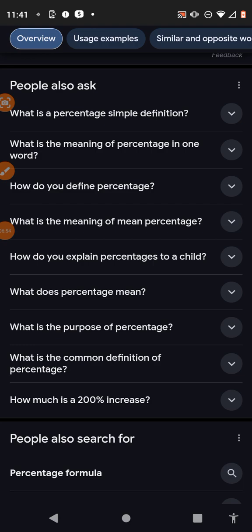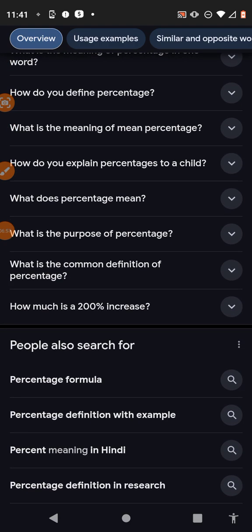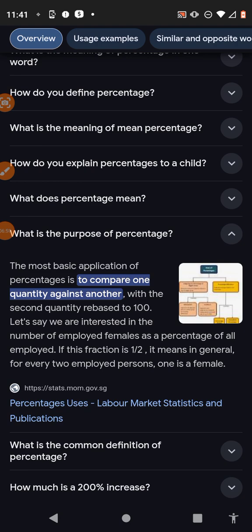The basic application of percentages is to compare one quantity against another, with the second quantity rebased to 100. Let's say we are interested in the number of female employees as a percentage of all employed. This is a fraction of 1/2. It means in general, for every 2 employed persons, one is a female.